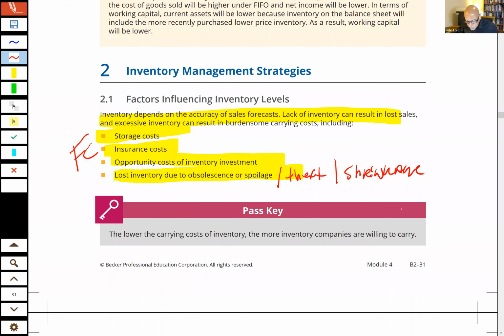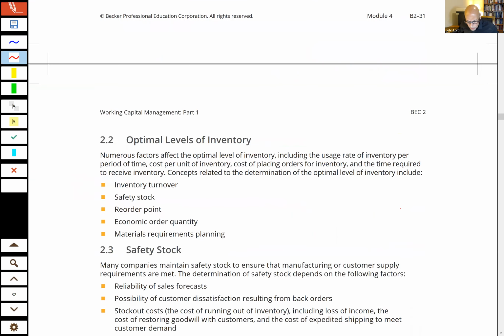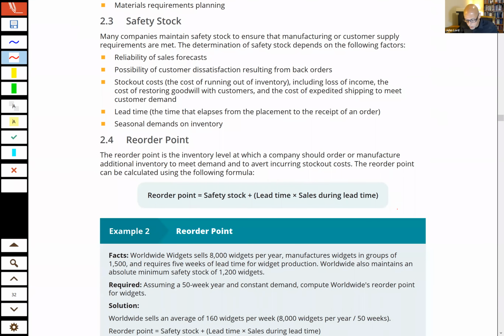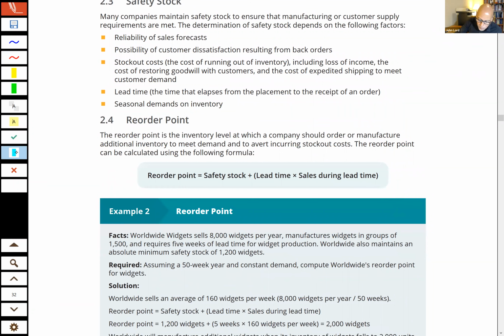Okay, good. So what we can do to minimize some of those costs is come up with an economic reorder point that will try to mitigate some of those costs. So the reorder point is the inventory level at which a company should order or manufacture additional inventory to meet the demand to avert incurring stock out costs. So that's really just mitigating that stock out cost portion of the considerations that we saw on the previous page.